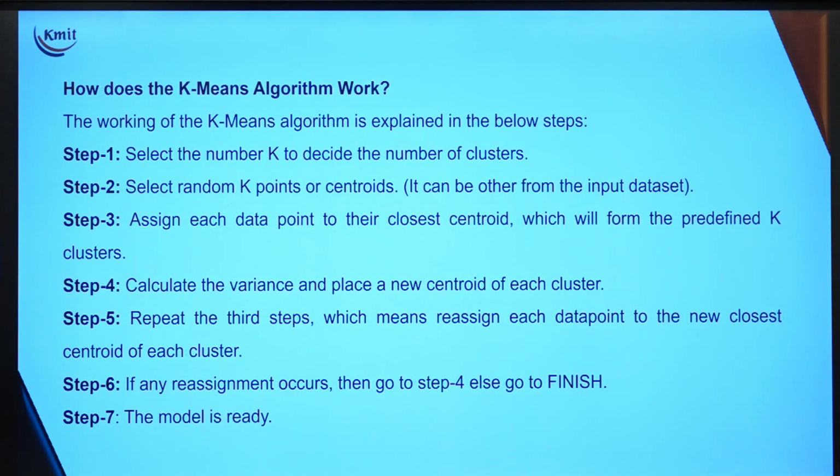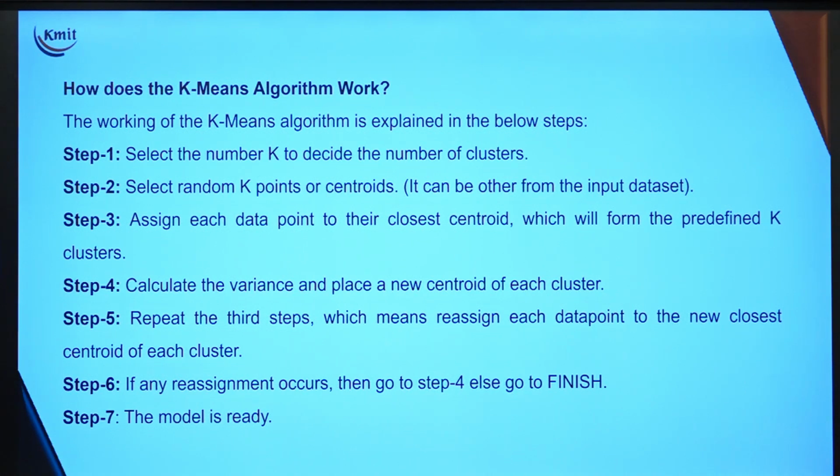Basically it is only 3 main steps. First, identify the number k, select random k points or centroids, assign each data point to the closest centroid by calculating the variance, and place the new centroid of each cluster. Then I repeat step 3 and reassign each data point to the newest cluster, and if any reassignment occurs, I go to step 4, else I go directly to finish and say my model is ready.